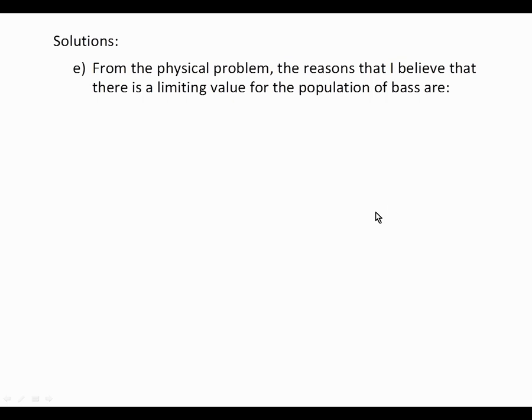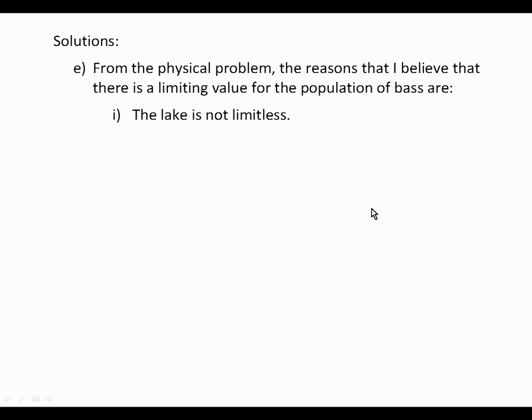Question E. From the physical problem, the reasons that I believe that there is a limiting value for the population of bass are: the lake is not limitless. Okay, it's like the lake is only so large. We don't know how large it is, but it's only so large, so there can only be so many fish in the lake, even if there were no water in the lake. There's only so much food available for the bass. Okay, so if they can't eat, they start to starve and die.